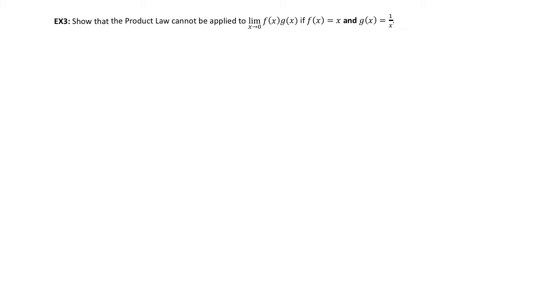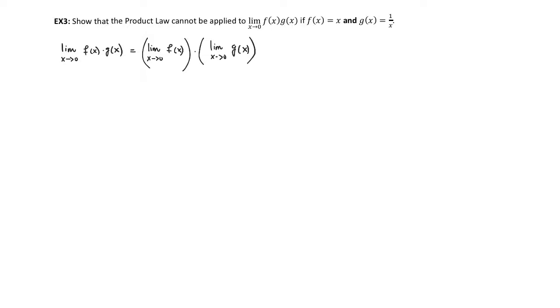Why can't we apply that property? Let me try to apply it and see what happens. Something is going to go wrong. The limit as x approaches 0 of f of x times g of x. According to the property, if I want to apply it, that will be equal to the limit as x goes to 0 of f of x times the limit as x goes to 0 of g of x.